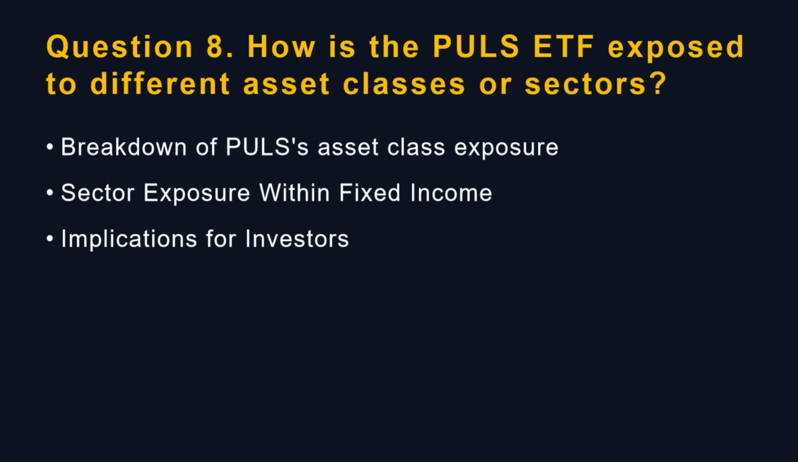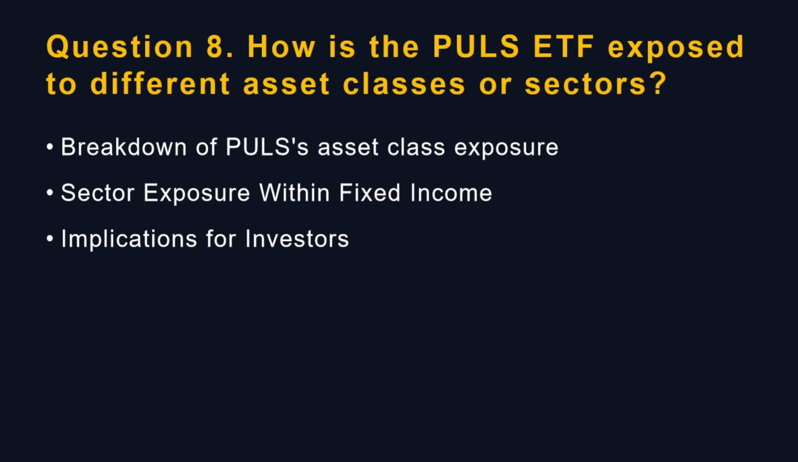Question 8. How is the PULS ETF exposed to different asset classes or sectors? The PULS ETF, PGIM Ultra Short Bond ETF, has a very narrow exposure to asset classes and sectors. By design, it focuses almost entirely on a single asset class, fixed income. More specifically, it invests in a subsegment of the fixed income market, ultra-short-term bonds.